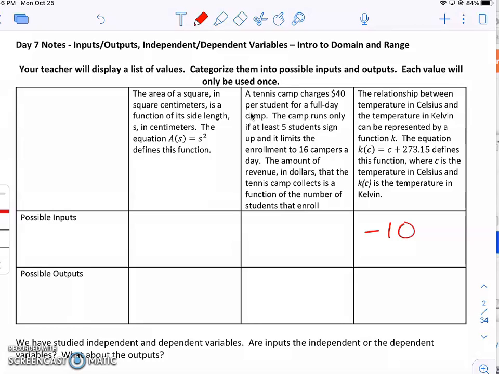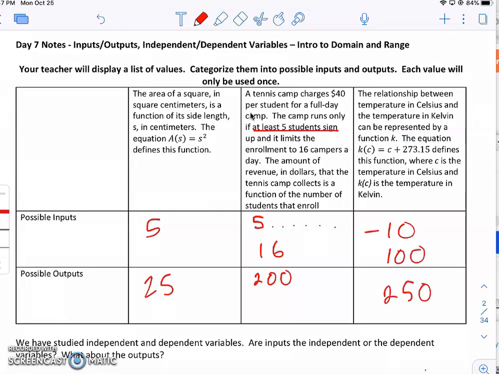The camp runs only if at least 5 students signed up. So we could have 5 all the way to 16. And then numbers come out. We said they had to be multiples of 40 and at least 5. So we had said 200 had to be the minimum. And side lengths, you could have 5 and 25. Temperatures, you could have 100 and 250. So temperatures was really big.